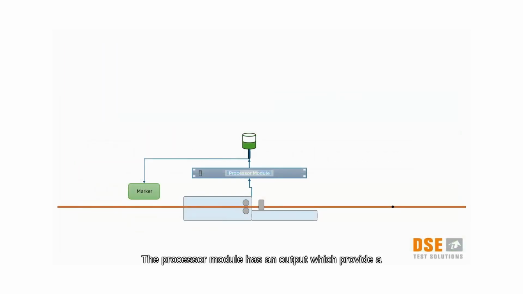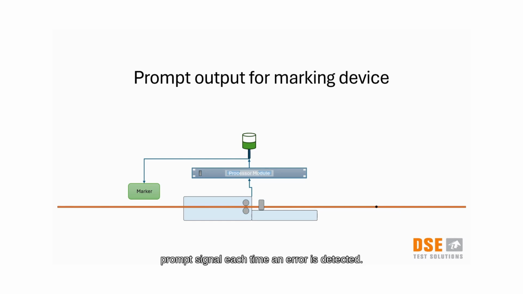The processor module has an output which provides a prompt signal each time an error is detected. This signal can be used as input for a PLC, or for printing a mark directly on the wire, for indicating where on the spool a critical error has been detected.